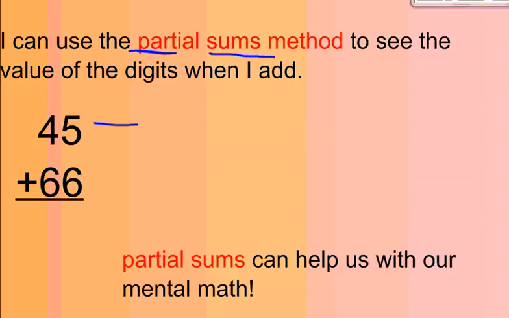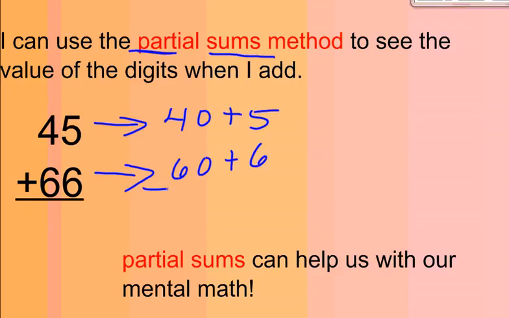So the children learned how to expand digits, or to expand numbers. And if we have 40 plus 5 and we have 60 plus 6, I can add 40 and 60, that's 100. Plus 5 plus 6, that's 11. 100 plus 11 is 111. Now, this isn't the most efficient way to solve 45 plus 66, but that's okay. This is one strategy, and it's helpful as kids are developing a conceptual understanding of addition and the value of digits and what happens when they have to regroup.